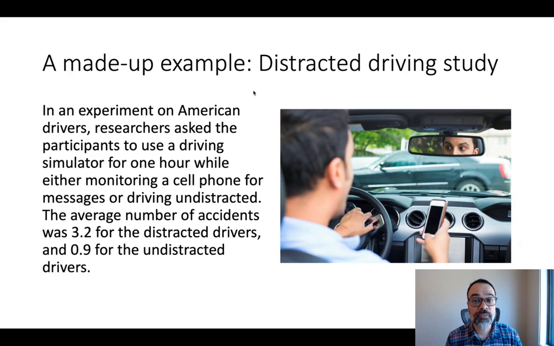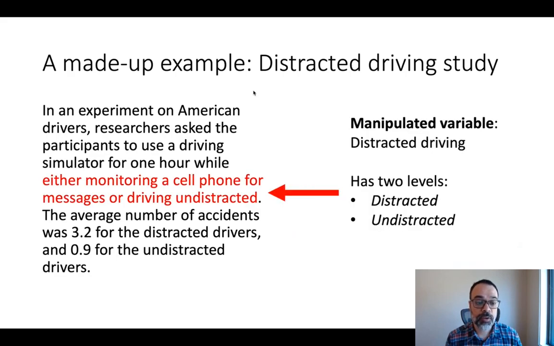Okay, so what are the variables in this description? Well, one variable is whether people were monitoring a cell phone for messages or driving undistracted. So we might call this variable distracted driving, and it has two levels, distracted or undistracted. Although the description doesn't explicitly say this, probably this was a manipulated variable, meaning that probably the subjects came into the study and the researchers randomly assigned some of them to just drive, and others they gave a cell phone and said, monitor this for messages.